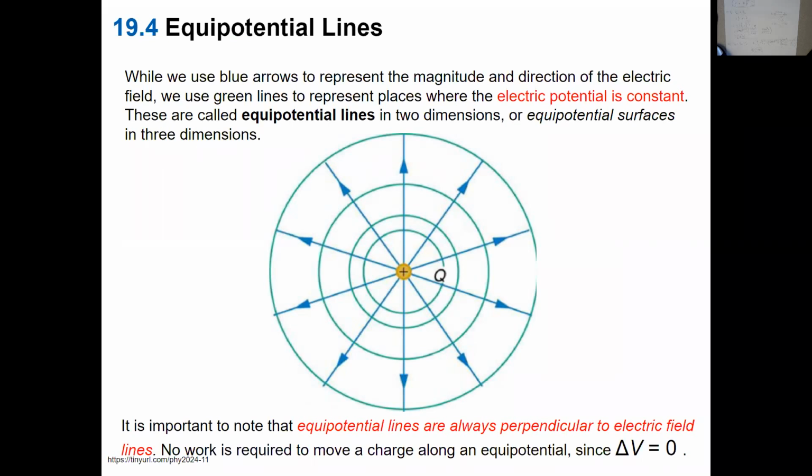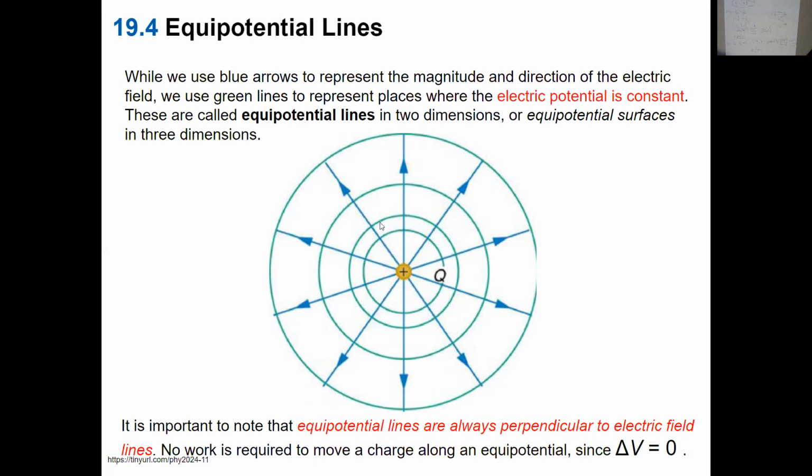Similarly for electric potential, you will have equipotential lines. For example, if you have a single point charge in space, then at the same distance from the point charge, since V is equal to KQ over R, you will have an equipotential line. This circular line surrounding the charge, at equal distance from the charge, gives the same potential.